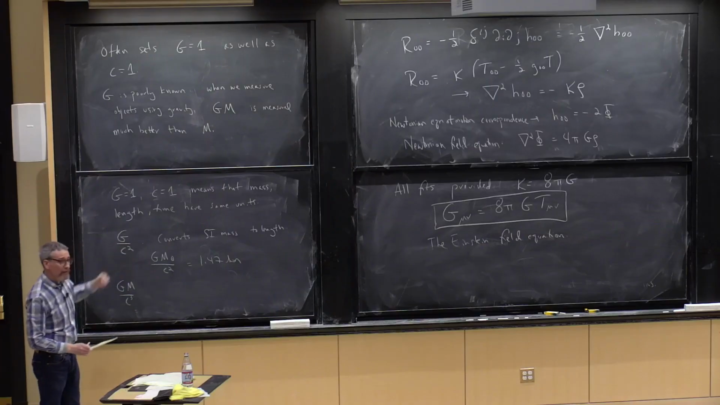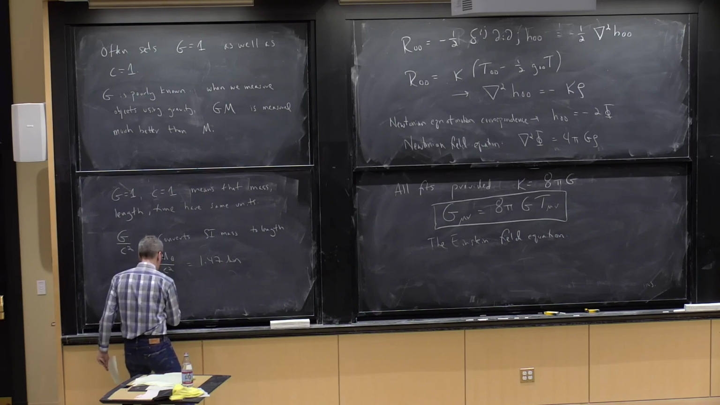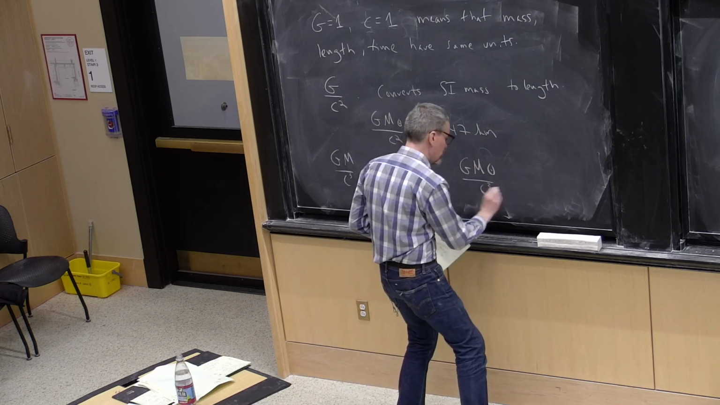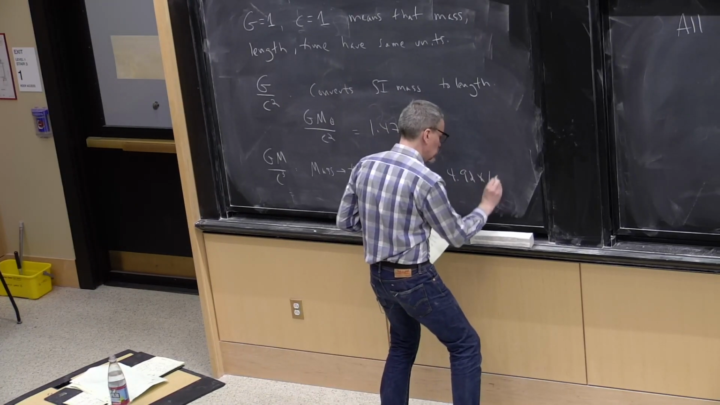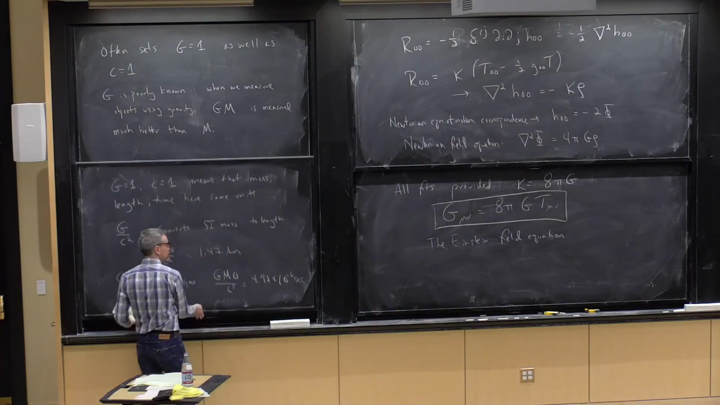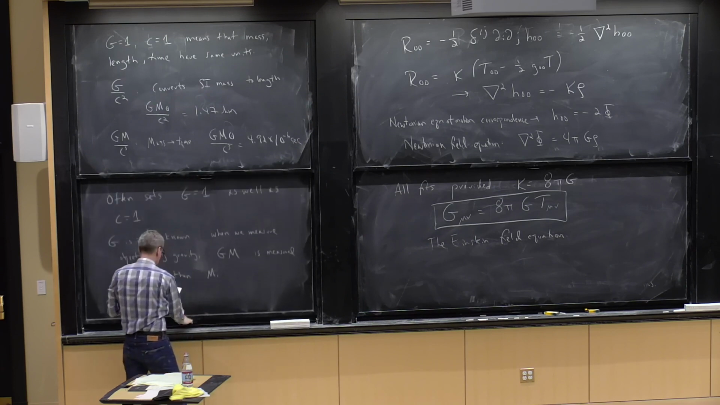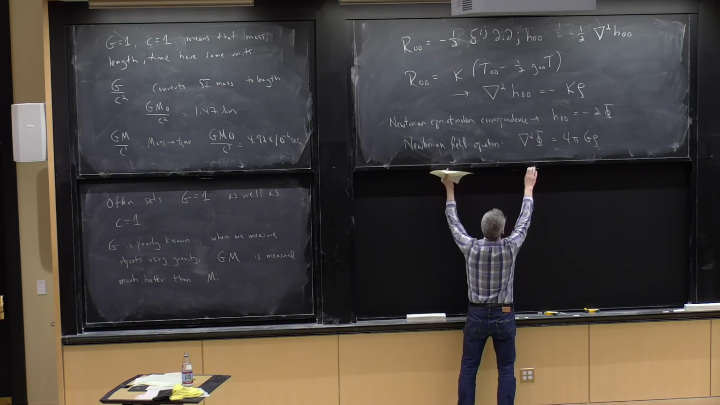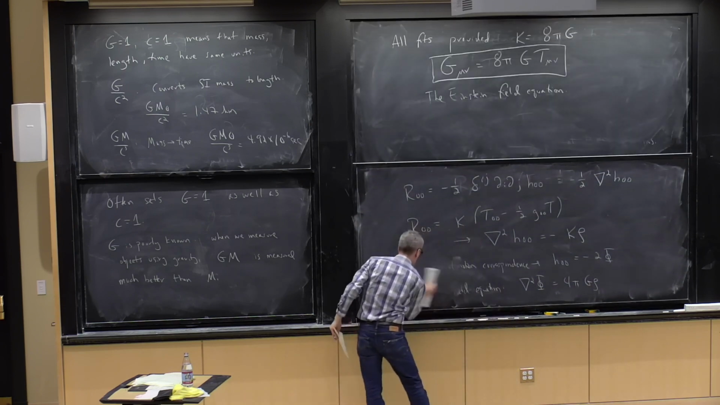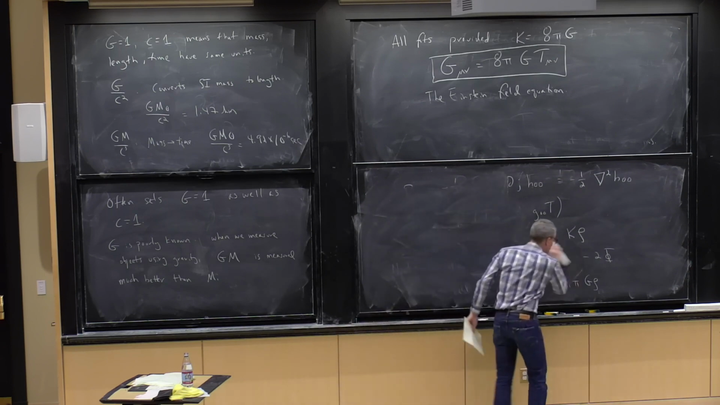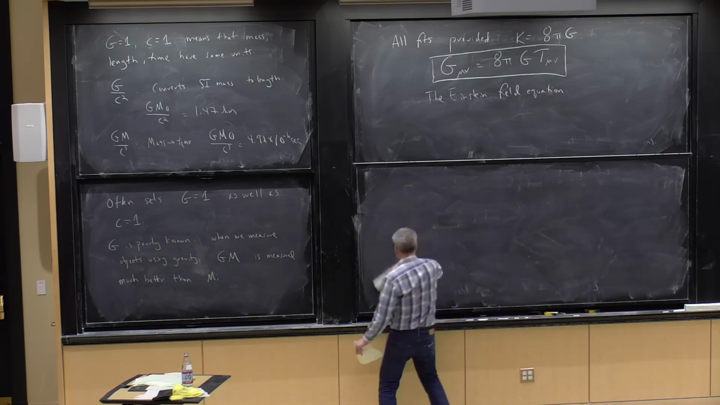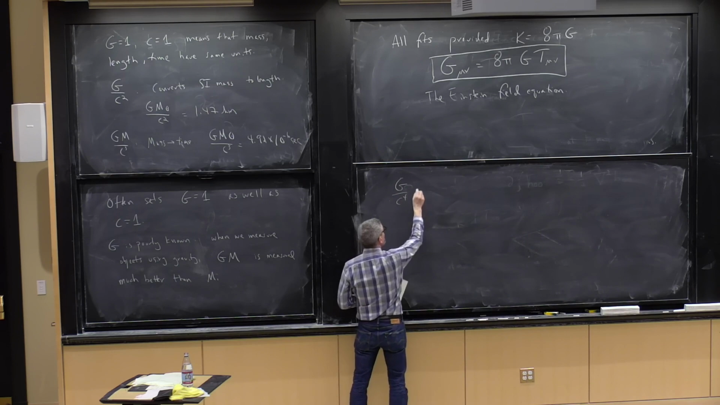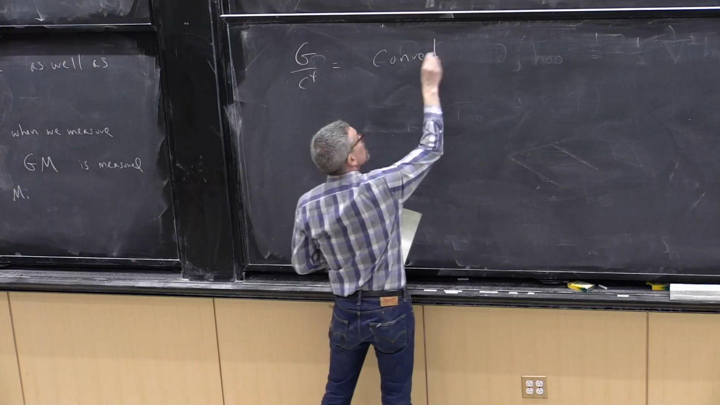GM over c cubed, okay, you're going to divide by another factor of velocity. This takes mass to time. So a similar one, G mass sun over c cubed, this is 4.92 times 10 to the minus 6 seconds. One more before I conclude this lecture. I can't erase this equation. It's too beautiful. If I do G over c to the fourth, this converts energy to length.